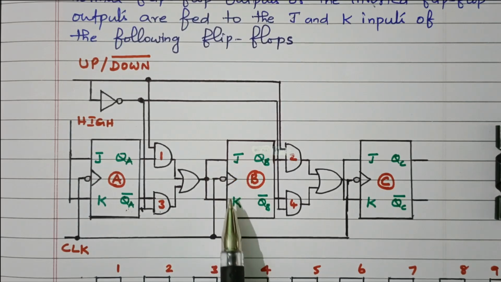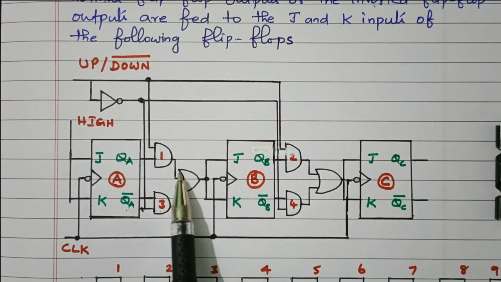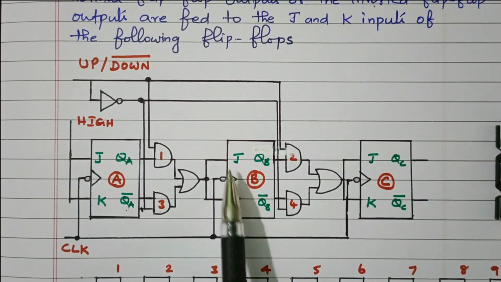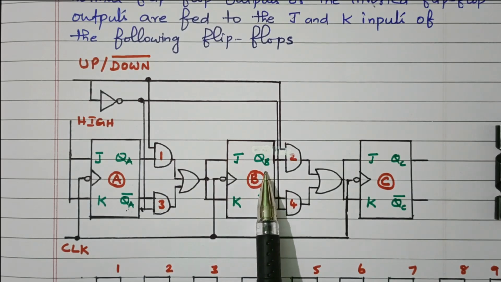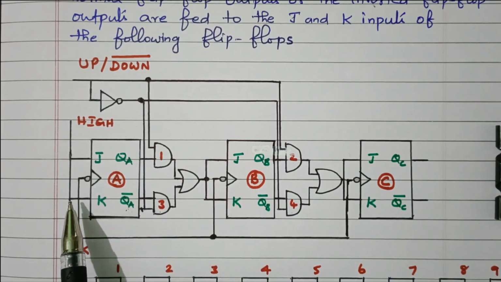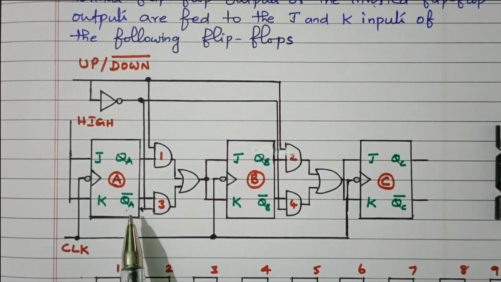Here also it's the same. If J and K receive the high output 1, both are 1, QB will toggle. Suppose both are 0, QB will have no change. So here permanently 1 is connected, so every clock pulse it will toggle.